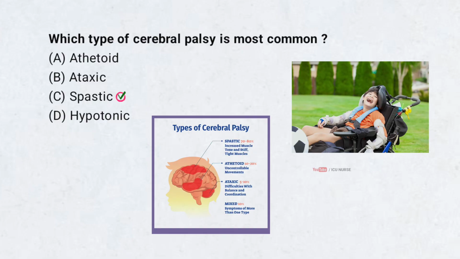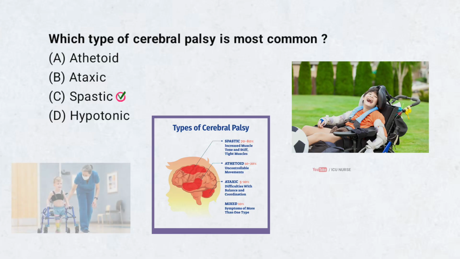Spastic cerebral palsy is the most common type and results in stiff muscles and poor coordination. It may affect one or more limbs. Therapy and assistive devices help improve function.